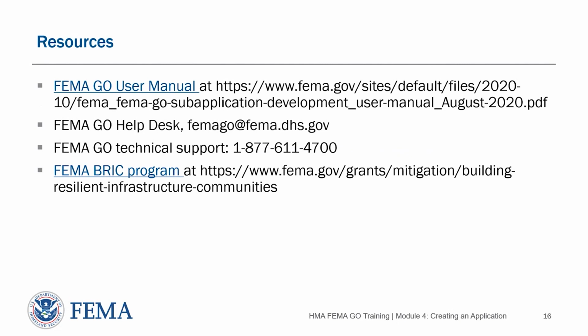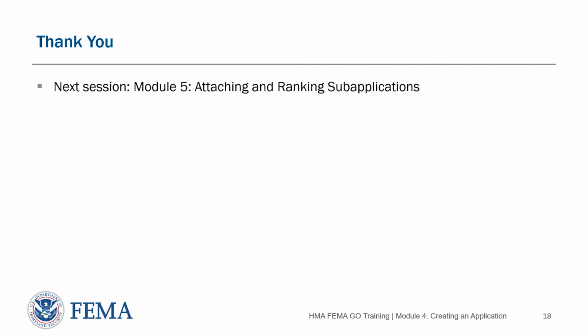Here are some resources that will be helpful if you want a refresher on what we've covered today. They include the FEMA GO user manual for grant applicants, and there's also one available for sub-applicants. There's a FEMA GO help desk, femago@fema.dhs.gov, and they have a toll-free number for technical support. And if you want to know more about the FEMA BRIC program, you can always go to fema.gov/BRIC.